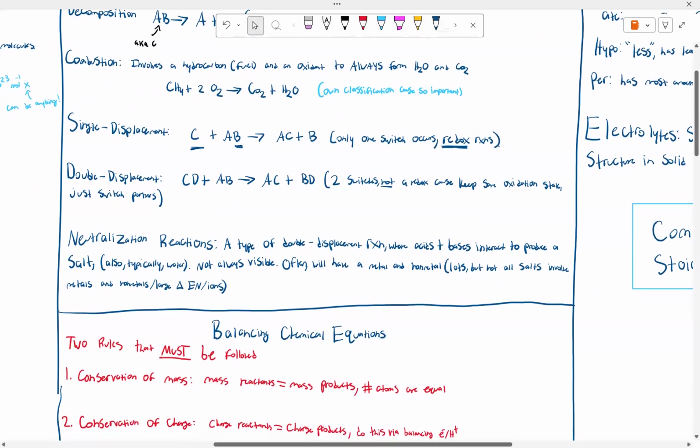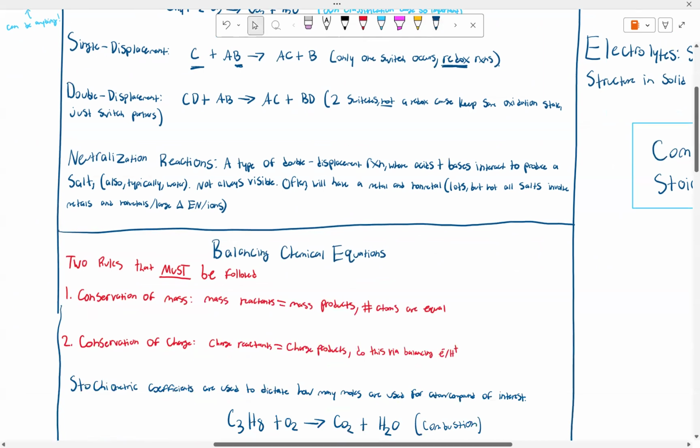But a double displacement is when they essentially swap partners. So you're going from CD plus AB to AC plus BD. Two switches, not a redox reaction, because you're keeping the same oxidation state. You're not having anything by itself. You're essentially just switching partners.